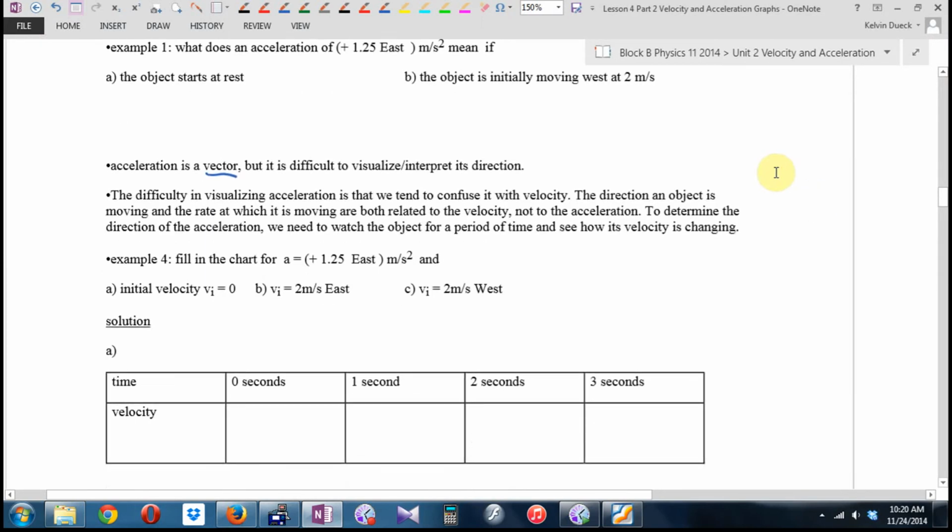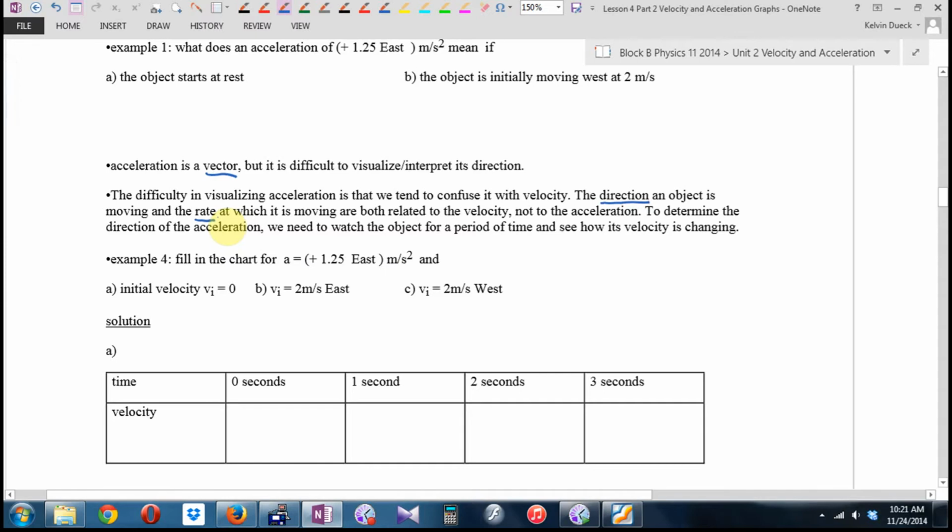And the reason is, even my Physics 12s, even in university, kids confuse velocity and acceleration. And I can pound into them that velocity and acceleration are different, and then I can ask them another thought experiment that confuses them again. And the only way I know to do that then is to look at various examples. The direction an object is moving and the rate at which it's moving are both related to the velocity, but not to the acceleration.